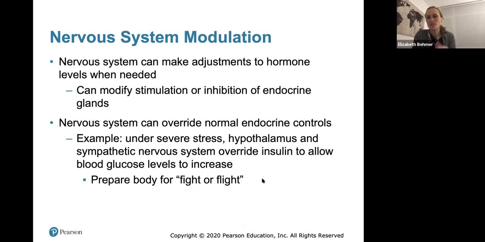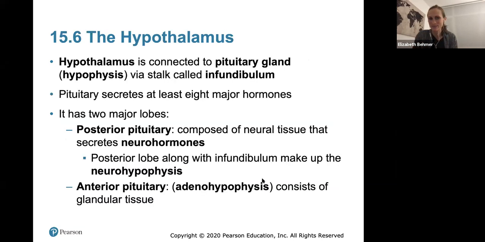The nervous system can make adjustments to hormone levels when needed. The nervous system can always override normal endocrine control. So for example, if you're under severe stress, the hypothalamus and your sympathetic nervous system will override insulin to allow blood glucose levels to increase to get your body ready for fighting and flighting, because they'll need that glucose to be turned into energy in your body cells.